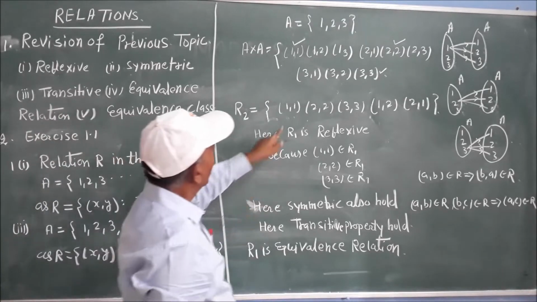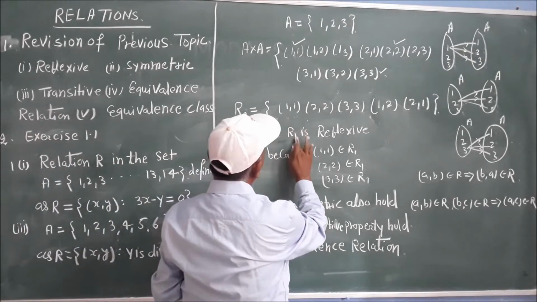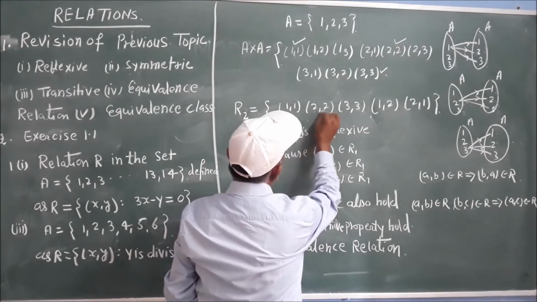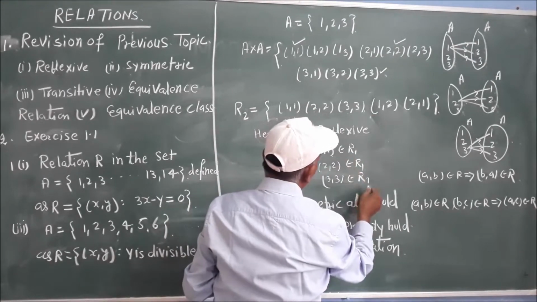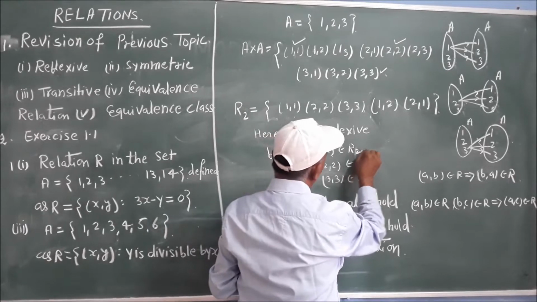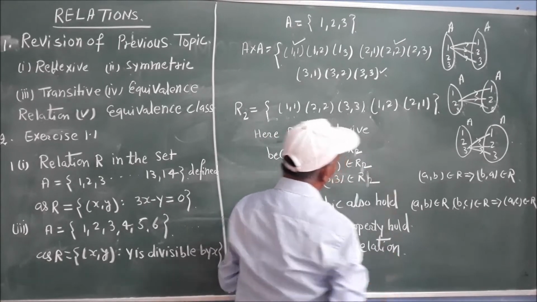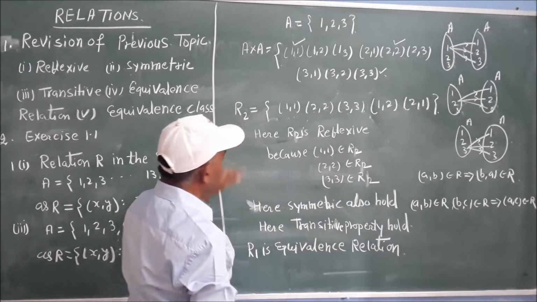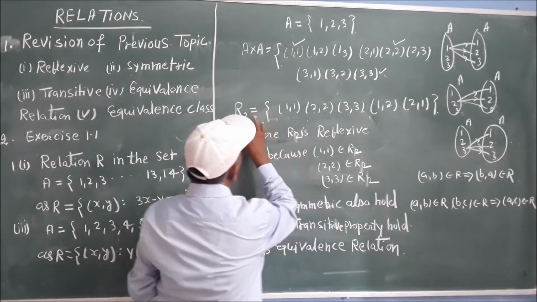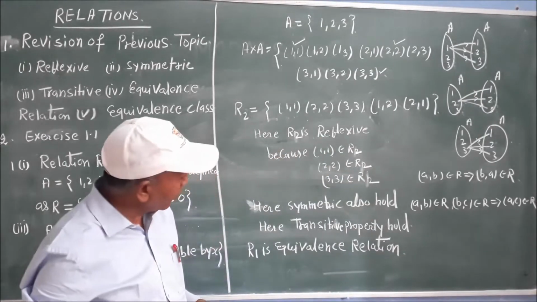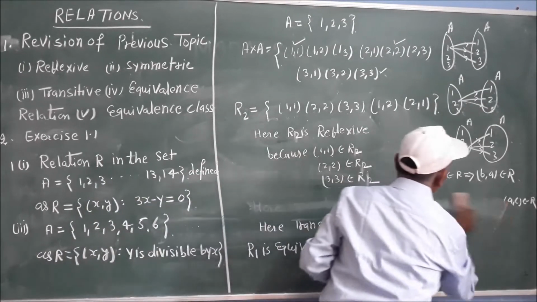So see here again, this property R2 is reflexive. Why? Because 1 1 is here, 2 2 is here, 3 3 is here. So you can say 1 1 belongs to R2, 2 2 belongs to R2, 3 3 belongs to R2. This means R2 is a reflexive property. So R2 is reflexive.